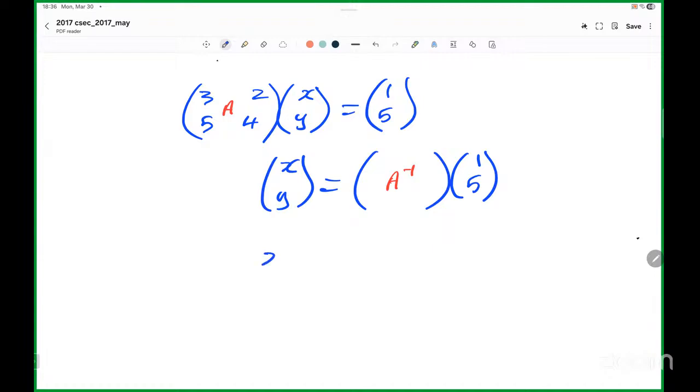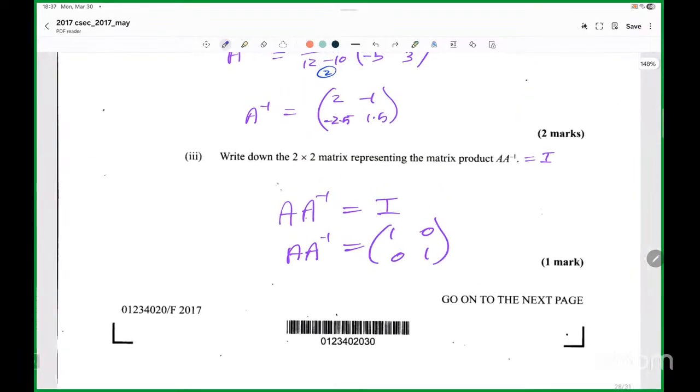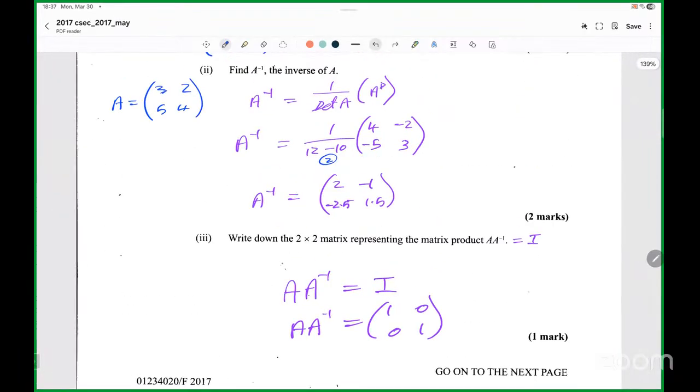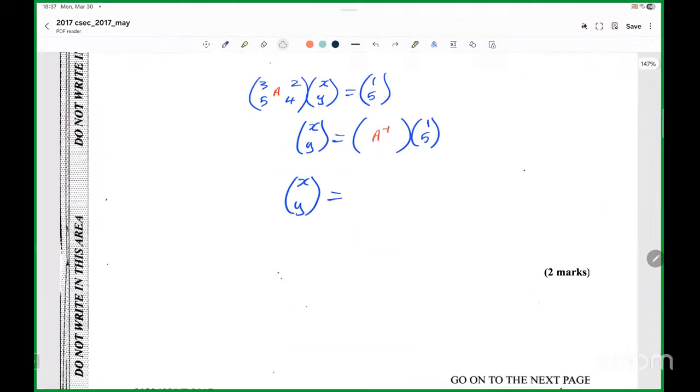And so the xy becomes equal to the inverse of the A that we just calculated at the top. We just worked out a while ago. This is it. See here? Let's copy it down. It becomes this inverse matrix that we just worked out a while ago, A to the minus 1, right here, times the 1, 5.